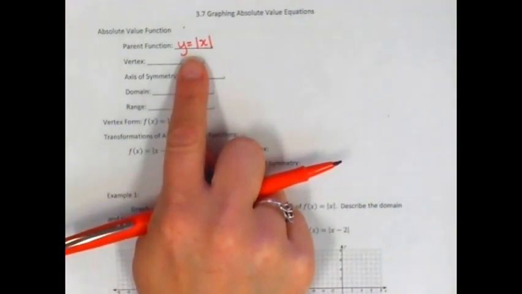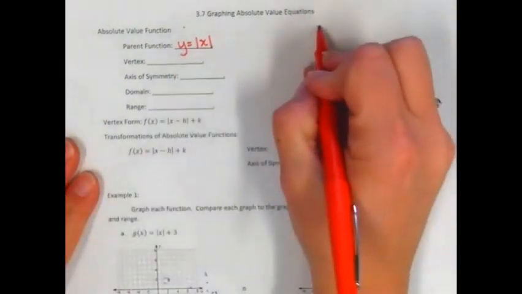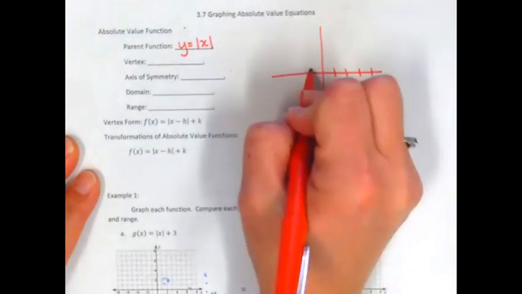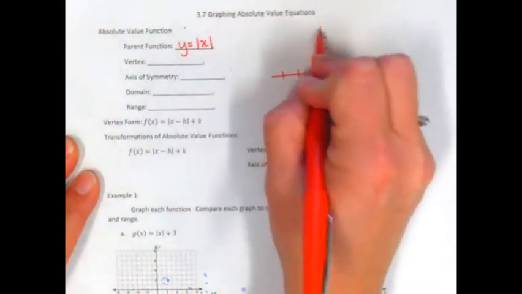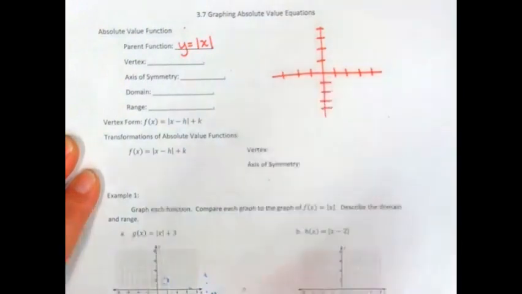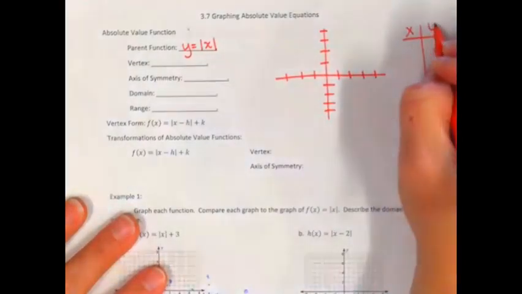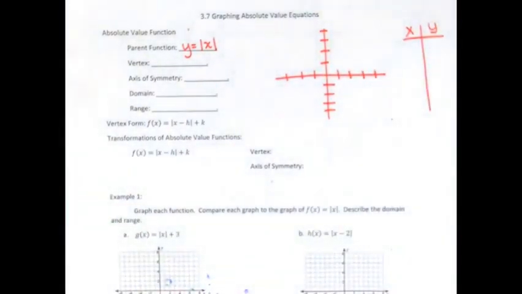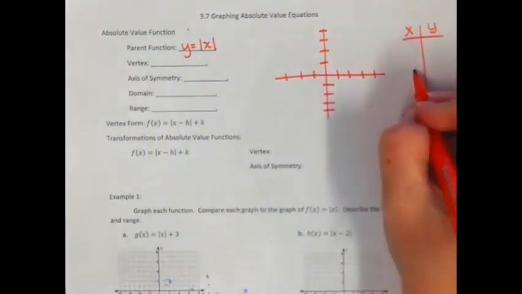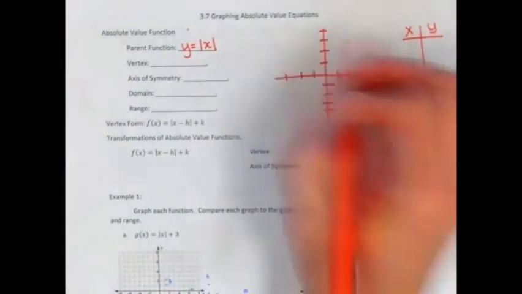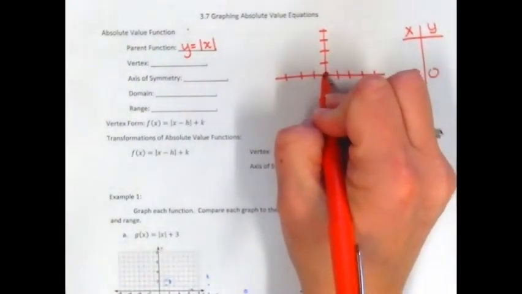Okay, so the parent function is the most basic function of an absolute value. So y equals the absolute value of x. So I'm going to go ahead and graph this for a second to kind of look at what it's going to look like for you. Now, if I make a table and I pick some values for x, what's the easiest number to plug into any equation? How about 0? If I plug 0 in for this, what's the absolute value of 0? 0. So we have the point of 0, 0.